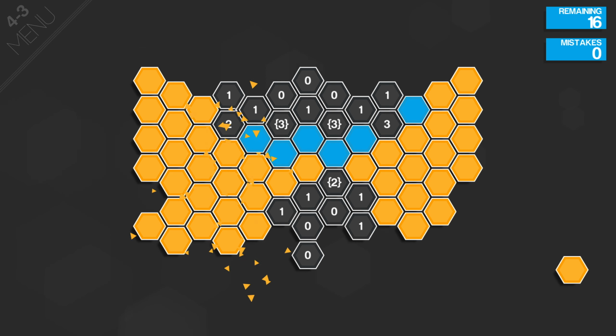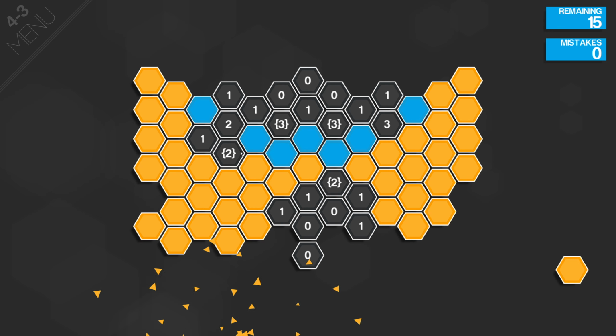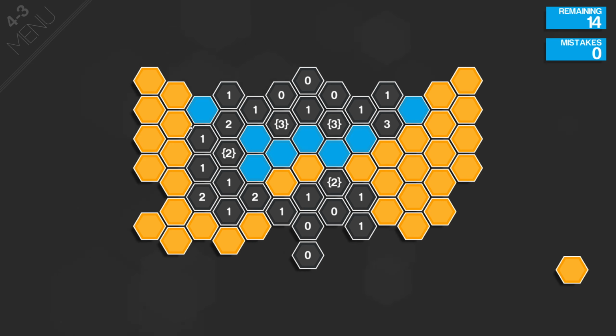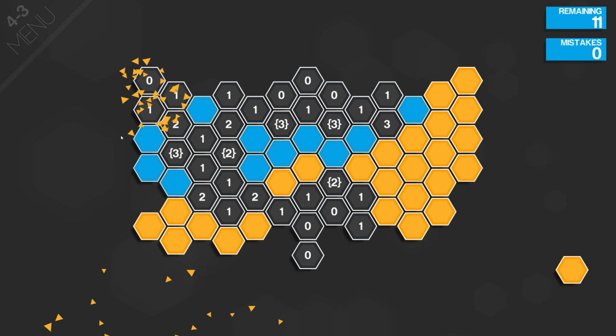Right, now we have some pretty simple solving ahead of us. This one has a friend. 3 connected when it's only touching 3 is simple enough. This 2 has one on either side, which eliminates those, and that. What else do we have going on? 2 could be touching either.